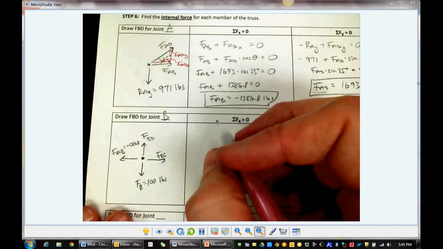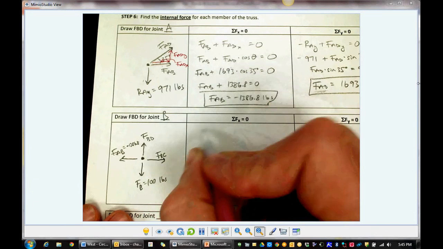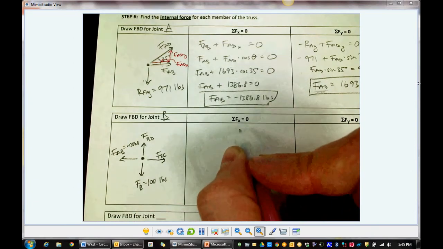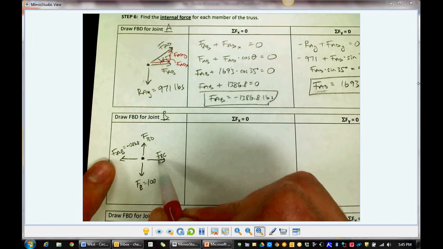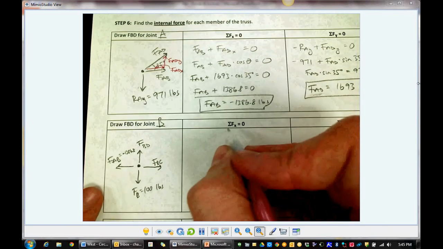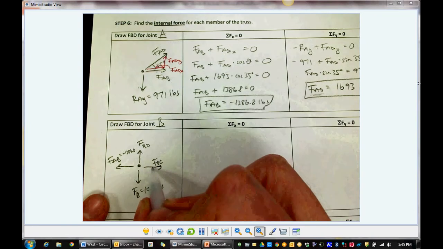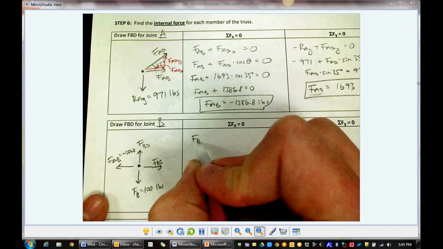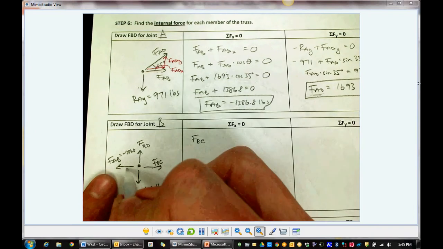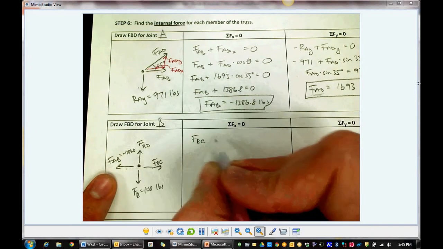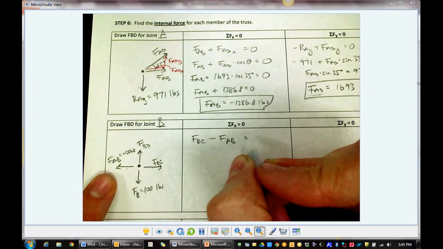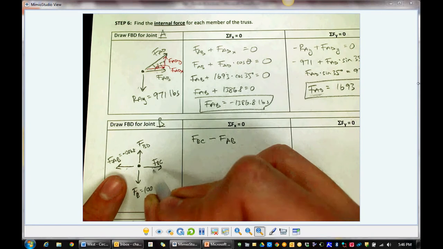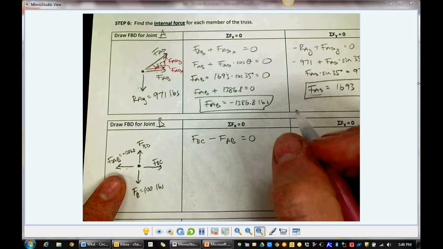Sum of the force in the x direction. I suggest to my students not writing numbers in the very first line. Again, it leads to sign errors here. Just write your symbols. And then when you plug in the numbers, the signs will take care of themselves. All right, so the way I've got drawn, BC is in the x direction, and it's to the right, so it's the positive x direction. AB is drawn to the left, so I'm going to put negative or minus FAB, and those are the only two forces in the x direction. So those two must add up to 0.